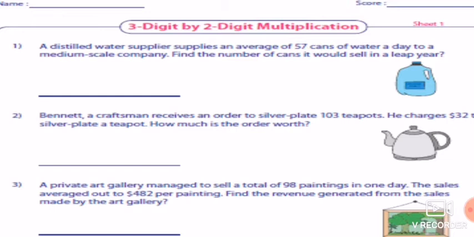Now, a distilled water supplier means one who supplies that RO water to different companies. So, a distilled water supplier supplies an average of 57 cans of water a day. Means in one day that company supplies 57 cans of water to a medium scale company. Now find the number of cans it would sell in a leap year. Do you know what is leap year?